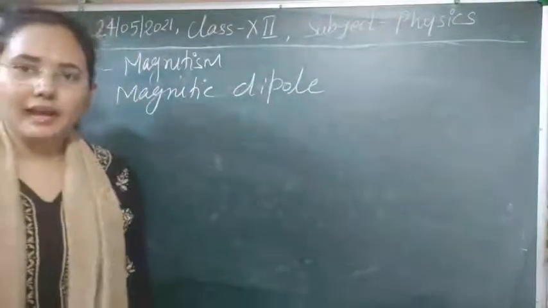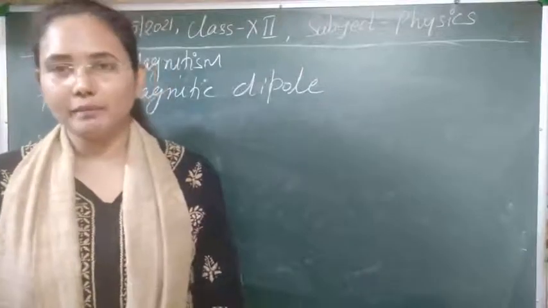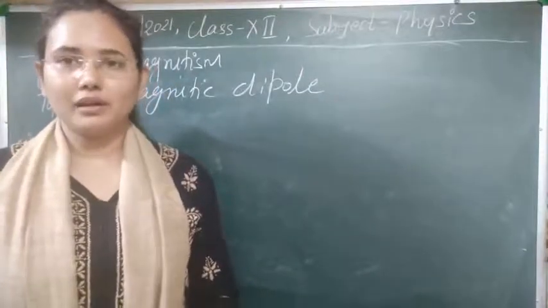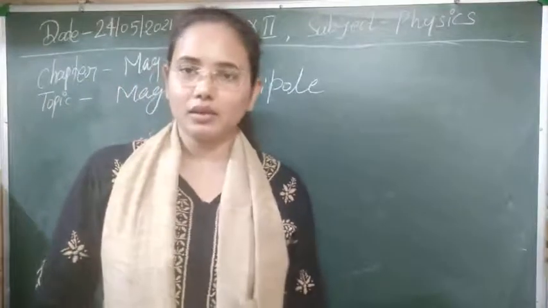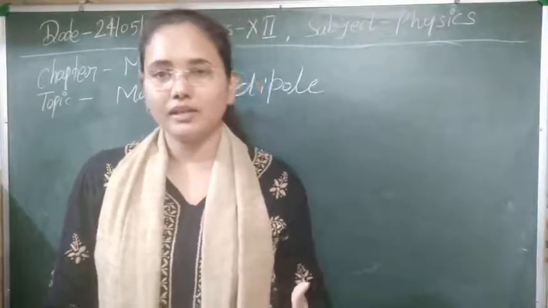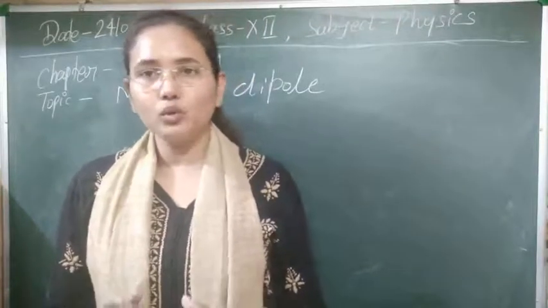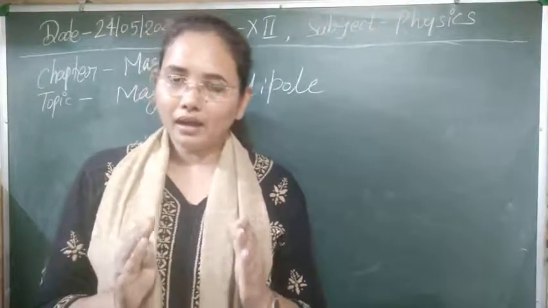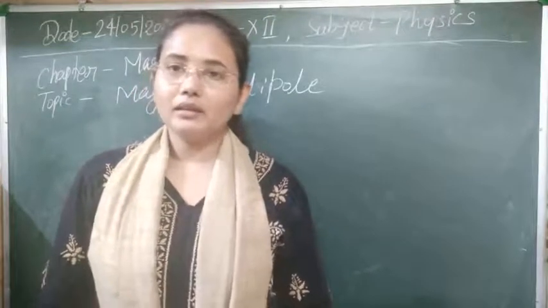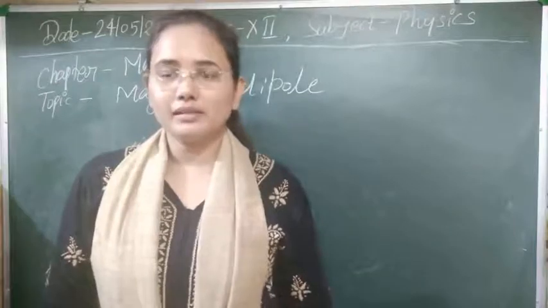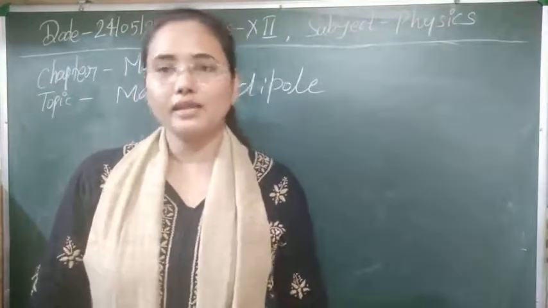Magnetic dipole is the same thing we have discussed for the electric dipole, a topic you are familiar with. That's why I am taking those terms here every time. In the case of an electric dipole, we have two charges equal in magnitude, with opposite nature, separated by a small distance. This whole construction is known as an electric dipole.